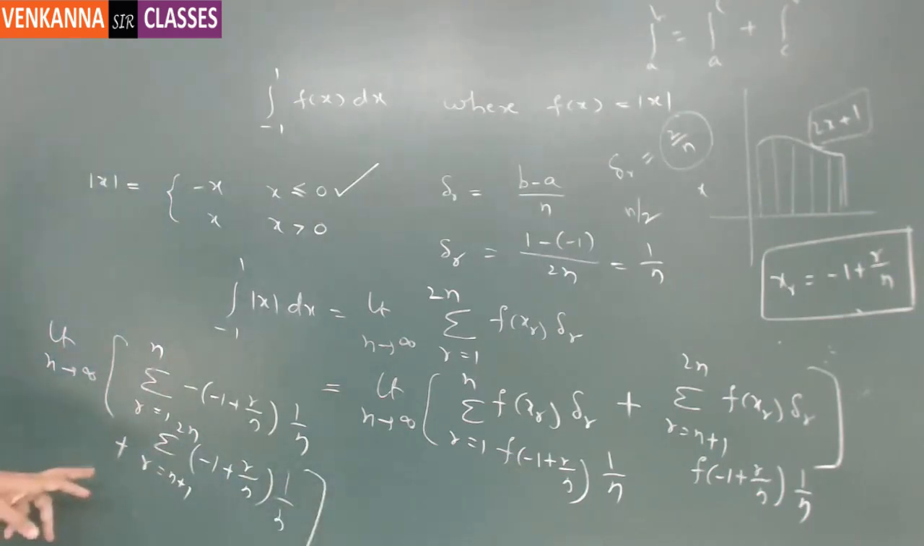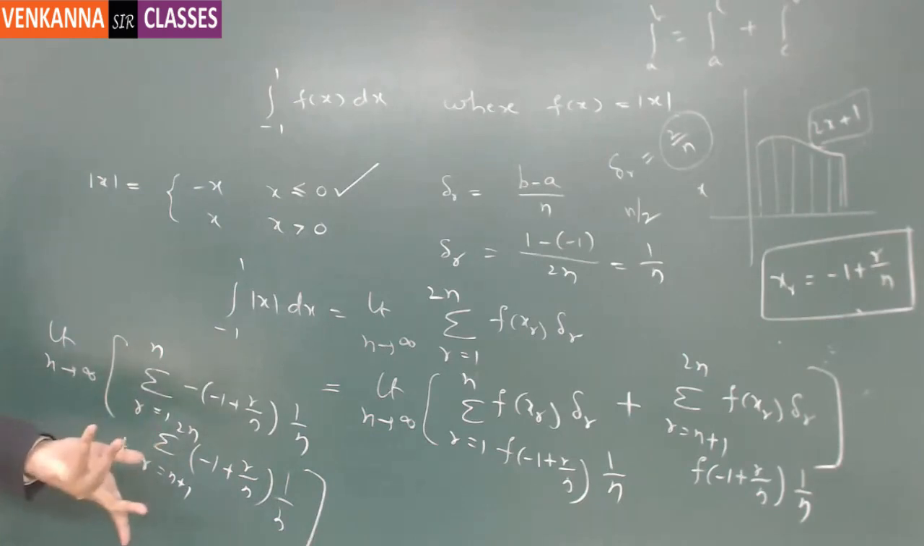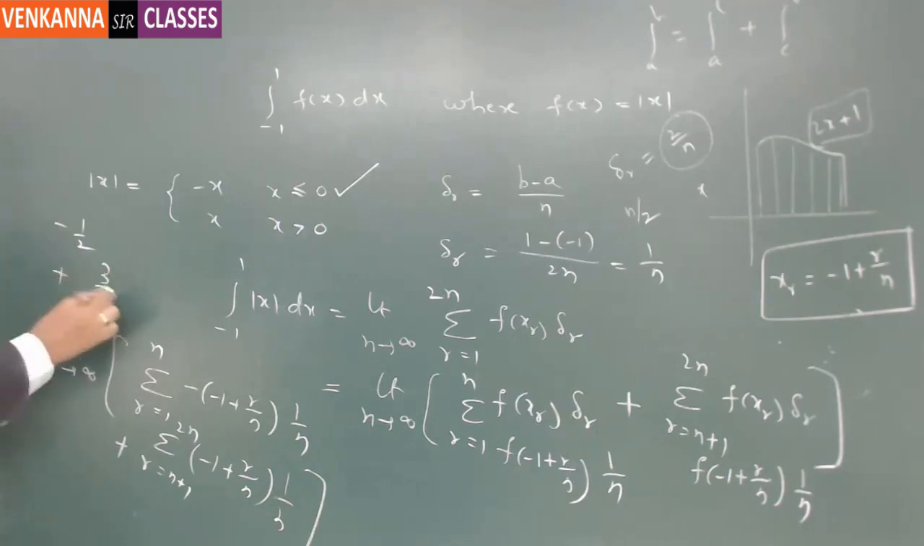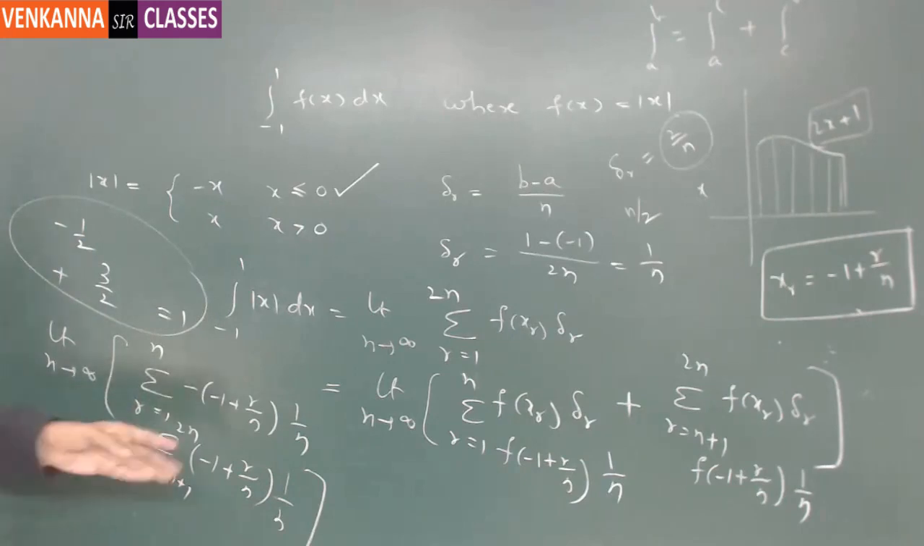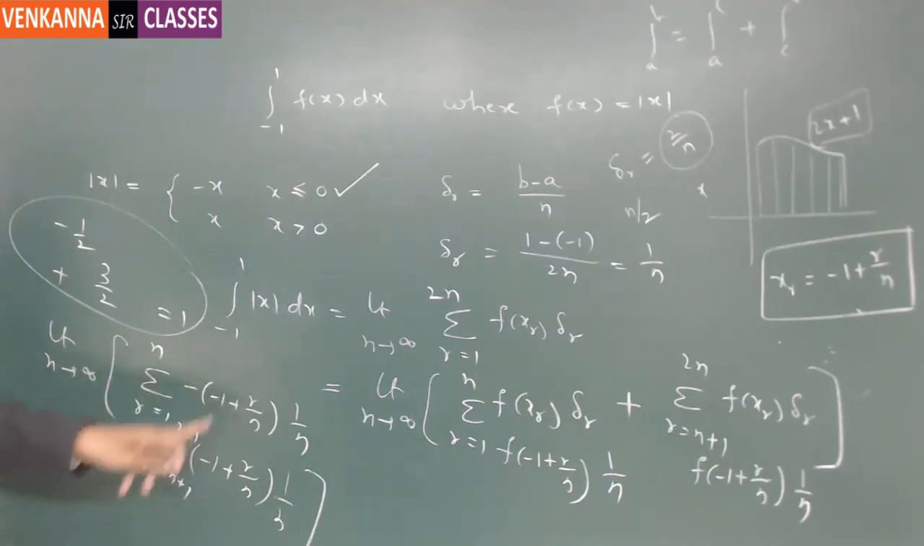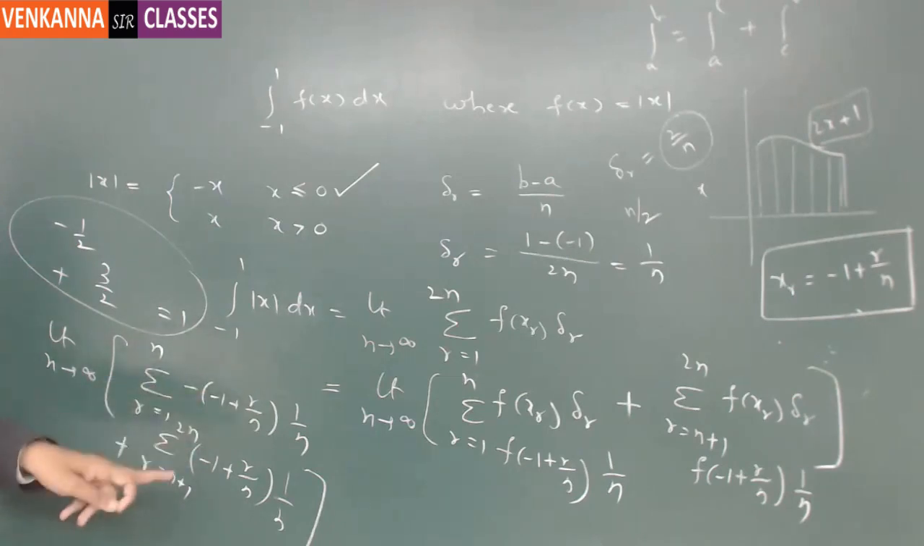The rest of the part is nothing but simply applying the limit, you will get the value. If you simplify the total value, the value you are going to get is 1. For the first one, you will get the value as minus 1 by 2. For the other one, you will get the value as 3 by 2. So the value is 1. It is just like applying the sum of the first n natural numbers simplification. Nothing else is there. This part you have done already in previous problems.